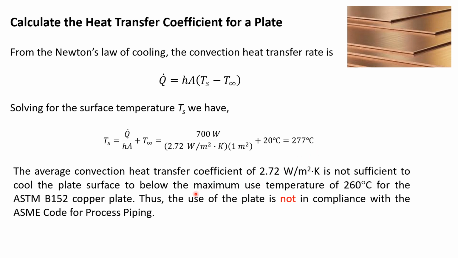So here, obviously, if the average convection heat transfer coefficient is 2.72 watts per meter squared Kelvin, that is not sufficient to cool the plate surface below the maximum use temperature of 260 degrees C for the ASTM B152 copper plate. Thus, the use of this plate is not in compliance with the ASME code for process piping.